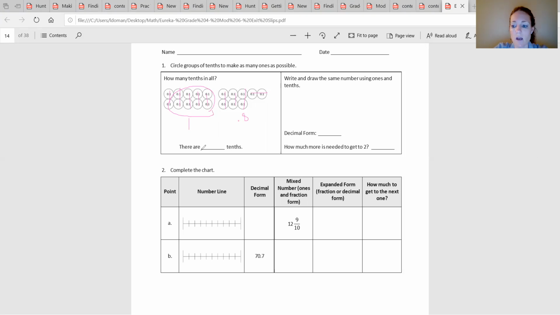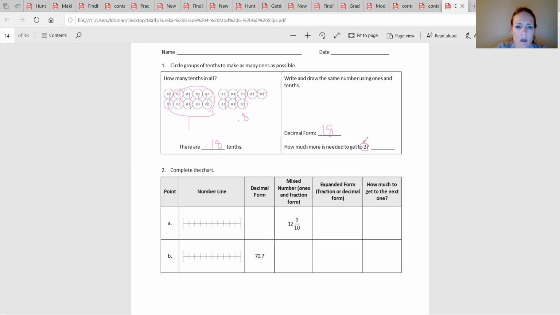So altogether, I have, you guessed it, 18 tenths, or 1.8. How many more is needed to get my whole number 2? Go ahead and complete that.